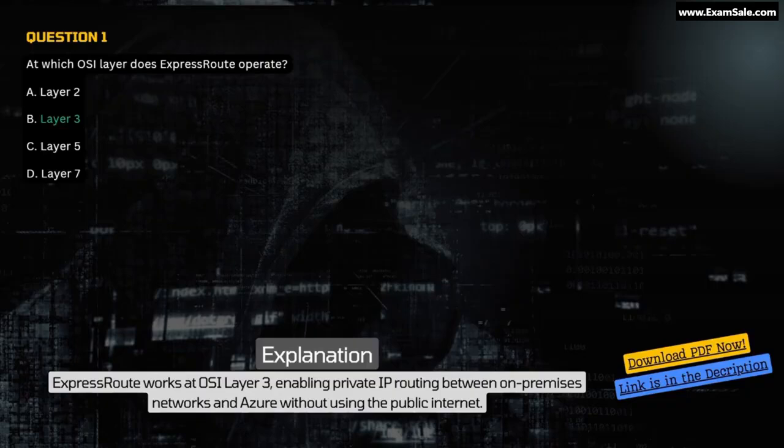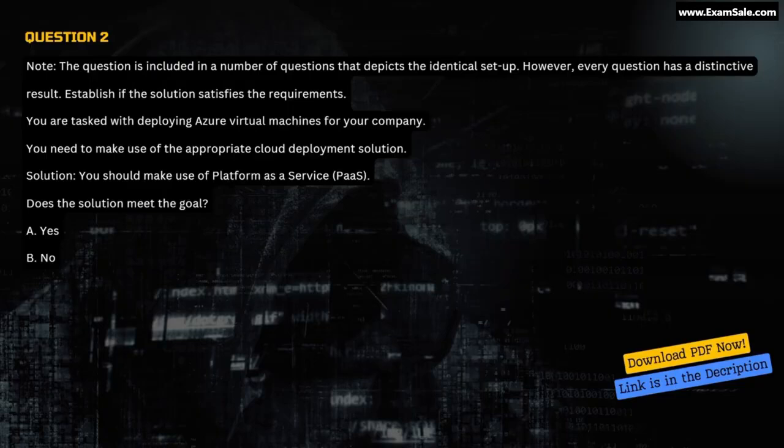internet. Question 2. Note: the question is included in a number of questions that depicts the identical setup. However, every question has a distinctive result. Establish if the solution satisfies the requirements. You are tasked with deploying Azure virtual machines for your company. You need to make use of the appropriate cloud deployment solution. Solution: you should make use of Platform as a Service PaaS. Does the solution meet the goal?